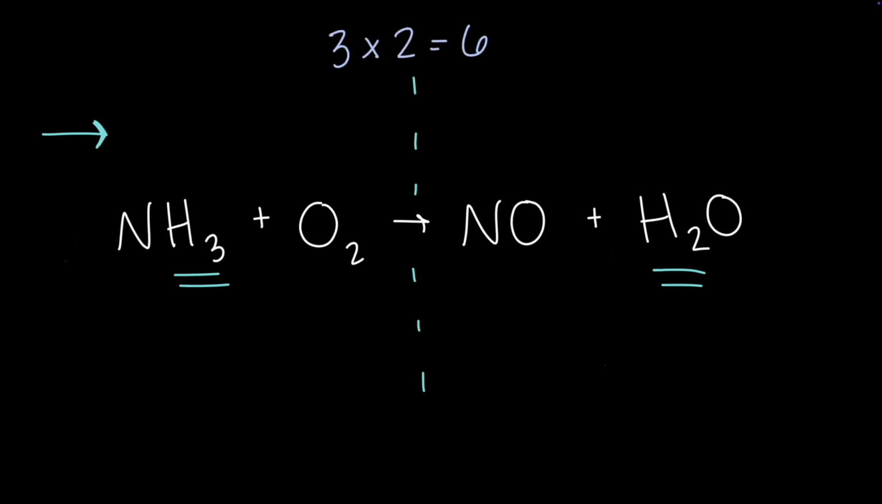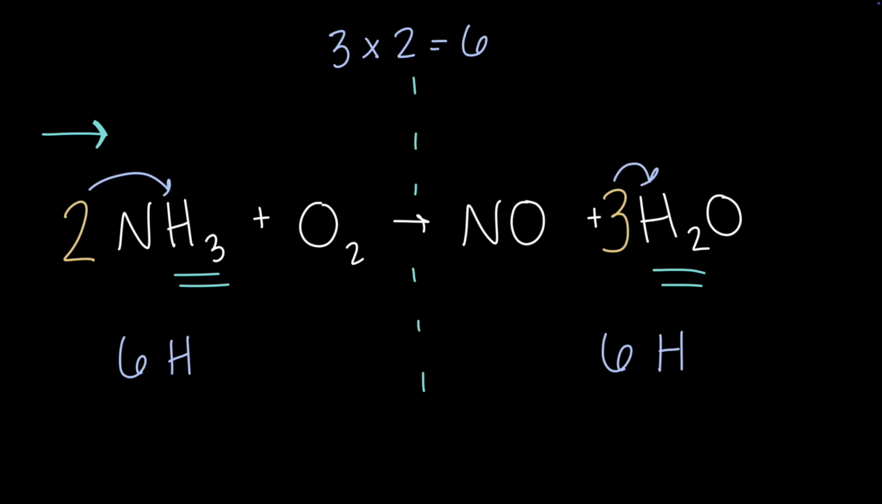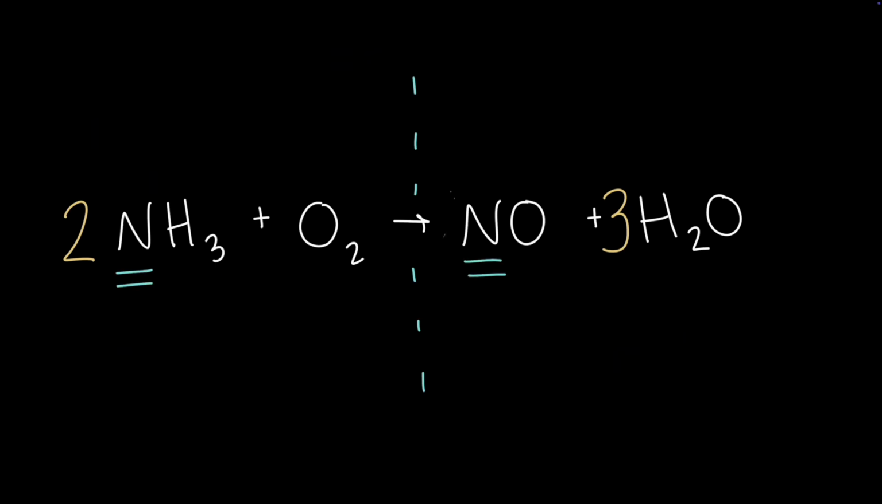For a 3 and a 2, I can make them both equal to 6. So I can put a 2 in front of NH₃ and a 3 in front of H₂O to make each side have 6 hydrogens total. Because nitrogen was already balanced and I just changed the amount for nitrogen on the reactant side, I will now have to put a 2 in front of NO to keep nitrogen balanced. We now have 2 nitrogens on each side of the equation.